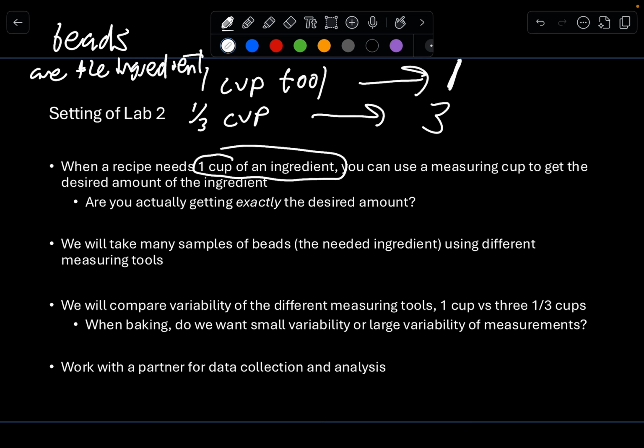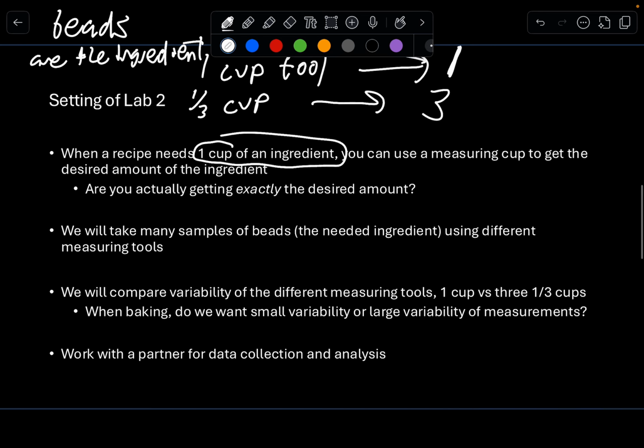So we will do this 10 times for both tools. You'll take 10 samples using the 1 cup tool and then 10 samples using the 1/3 cup tool. And you're going to randomize this order so that no bias is present. You may get sloppy after a while. Try to be as exact as possible, but as you're going on, there may be some inherent bias there.